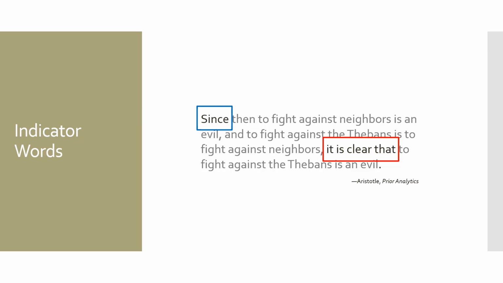Notice that the opening term, since, is really just a way of saying because to fight against neighbors is evil, and that indicates the premise. And notice the "and" in the second claim is also really connecting itself to that premise. And then finally, at the end, notice he's been kind enough to label also what the conclusion is. It is clear that because to fight against neighbors is an evil, and because to fight against Thebans is to fight against neighbors, therefore to fight against the Thebans is an evil. Again, every piece of this is basically indicated for you, labeled for you in terms of what the various roles are for each piece of this particular puzzle.